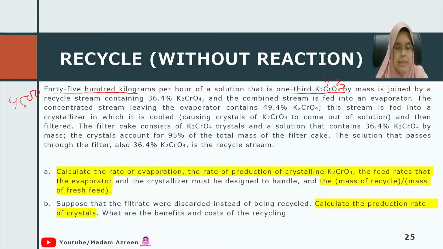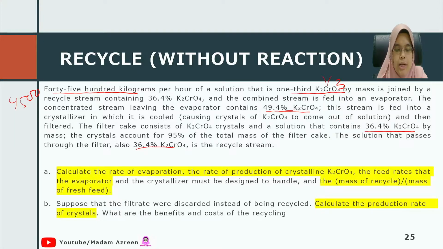The concentrated stream leaving the evaporator is fed into a crystallizer, in which it is cooled and causes crystals to form, and it is filtered. The filter cake consists of potassium chromate crystals and a solution, with 36.4% being the solution itself, and the crystals account for 95% of the total filter cake. The solution that passed through the filter, also 36.4%, is recycled back to the evaporator.